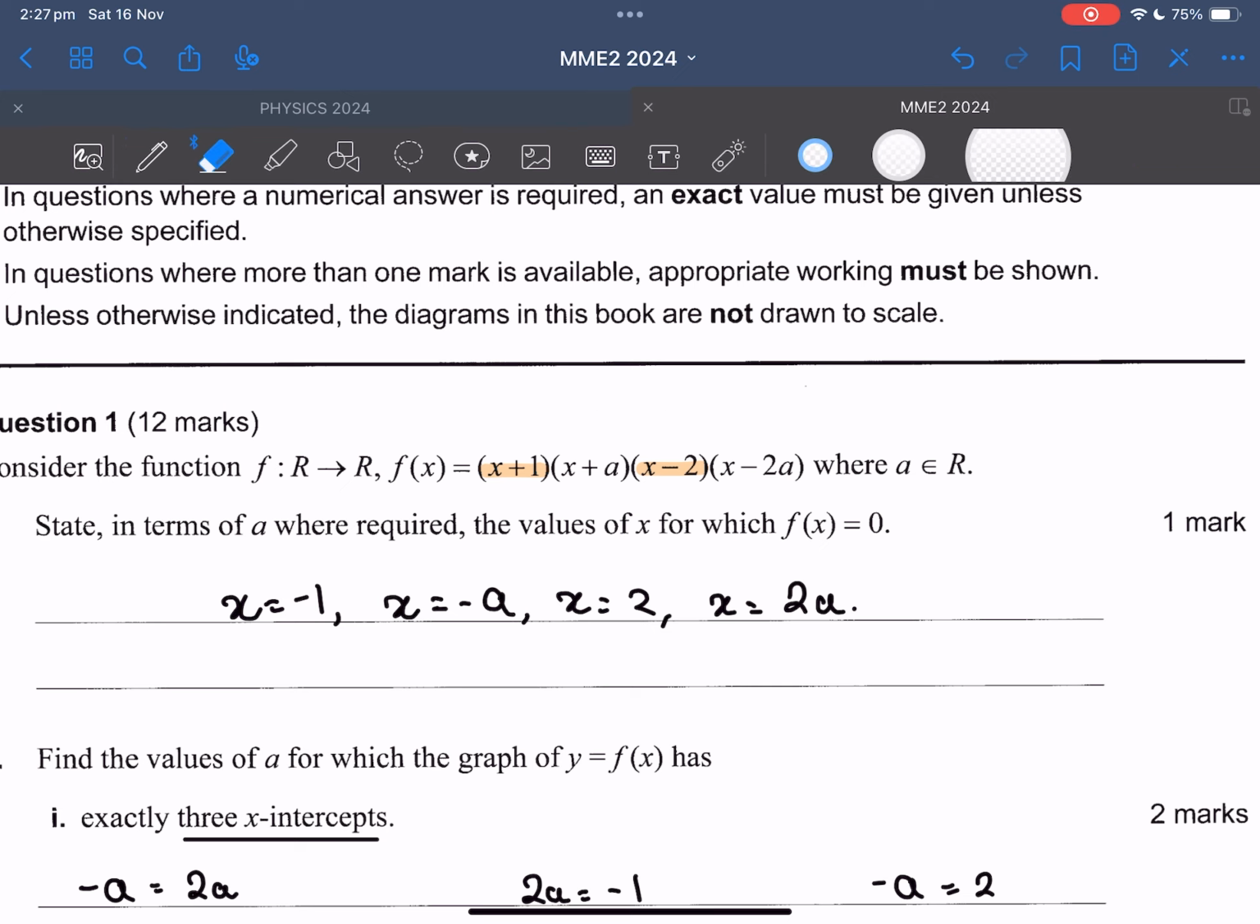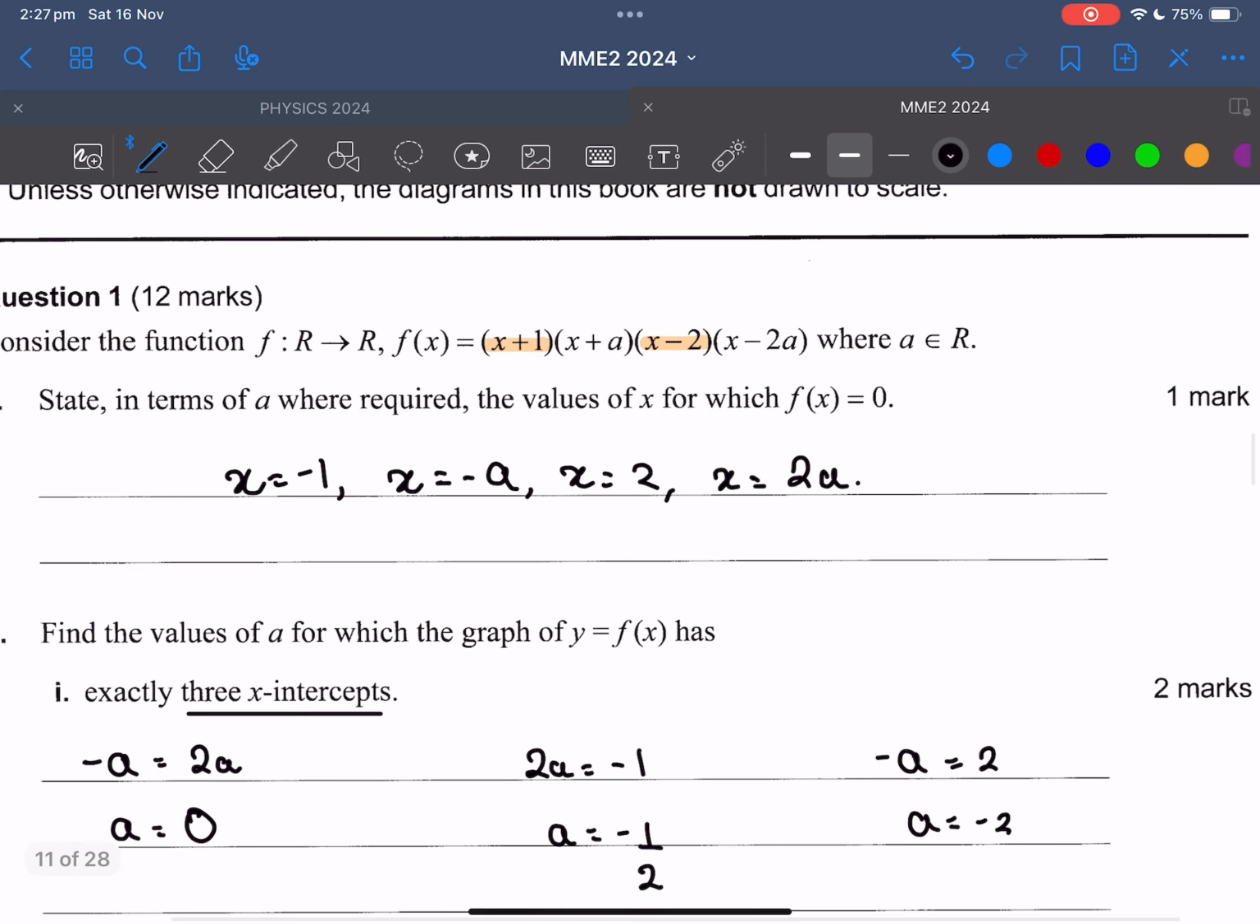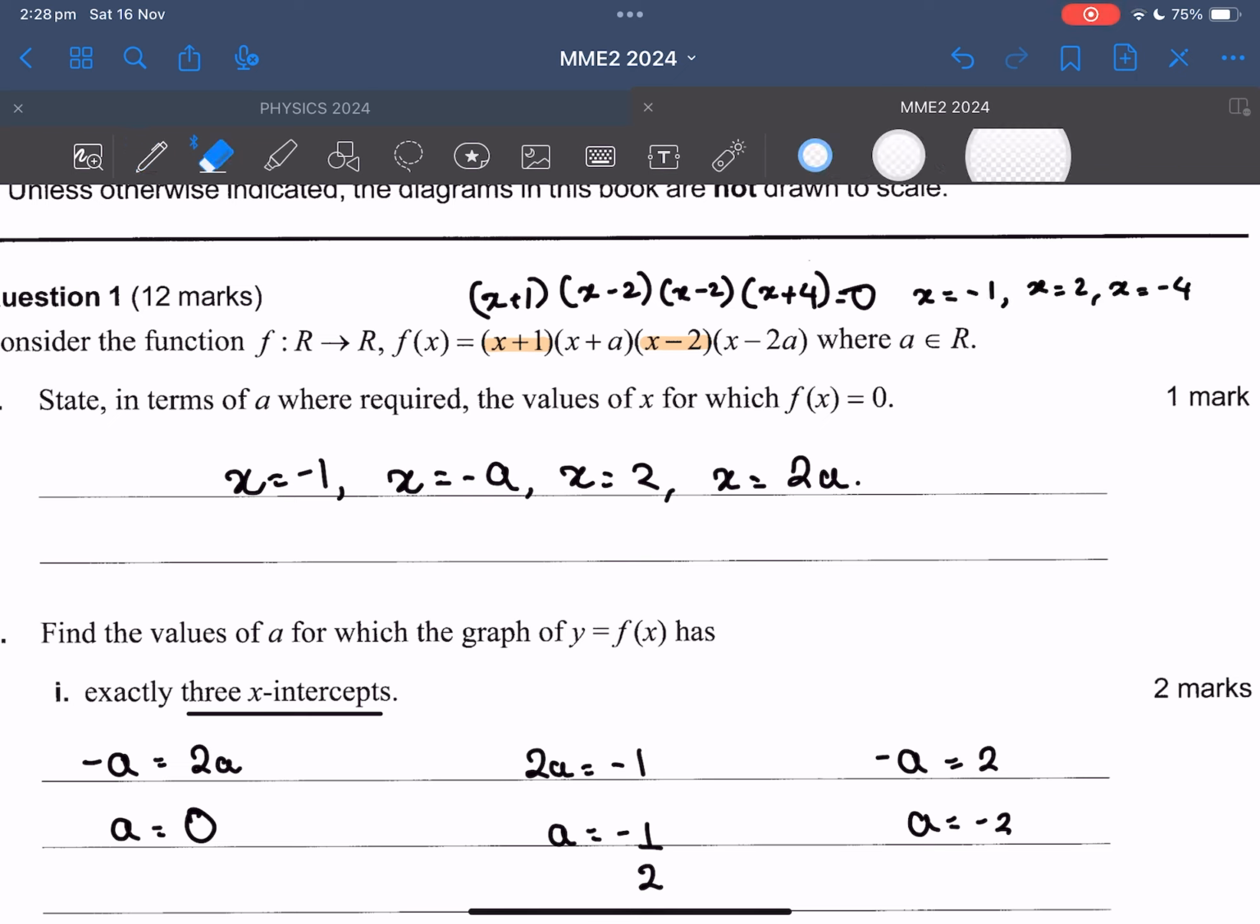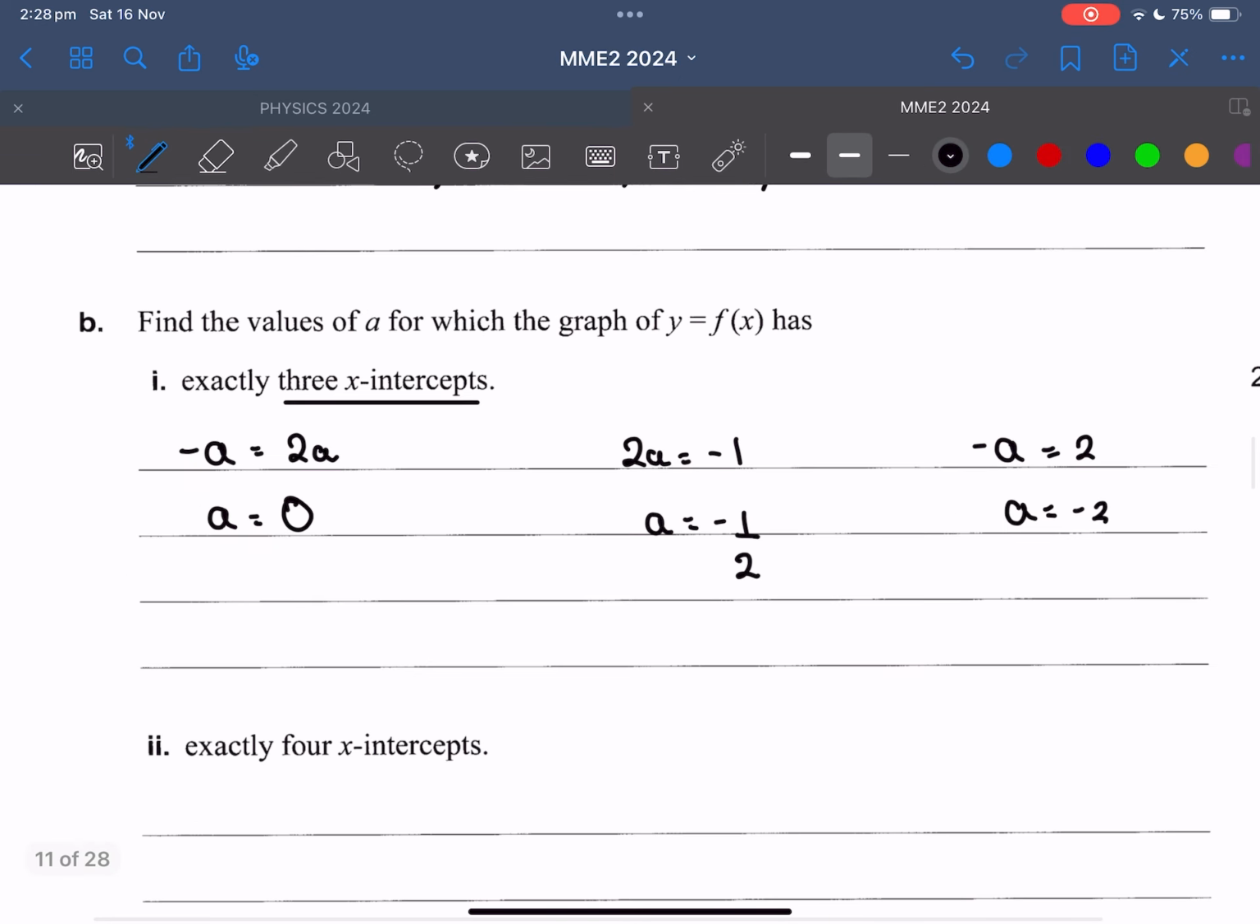Alright, now let's try the last value, which is a equals -2. So x plus 1, x minus 2, x minus 2, and x plus 4 equals 0. So again, we have 3 solutions. So x equals -1, x equals 2, and x equals -4. So there you go. So that means our 3 a values are correct. So these ones will be the answer. Okay?